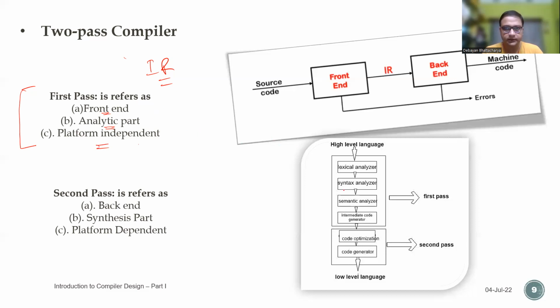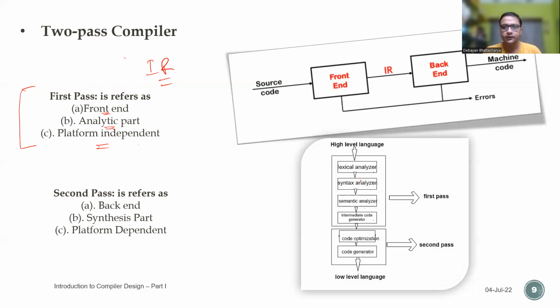And for performing this first phase, this set of steps must be incorporated: the lexical analyzer phase, syntax analyzer phase, semantic analyzer phase, and intermediate code generator phase. This set of phases must be incorporated to successfully complete the first pass.